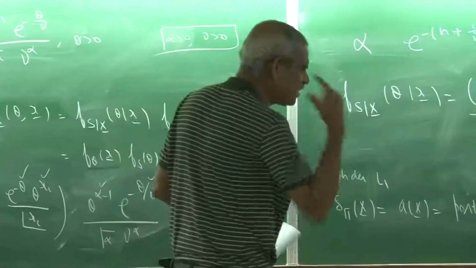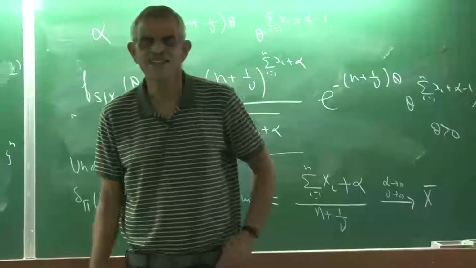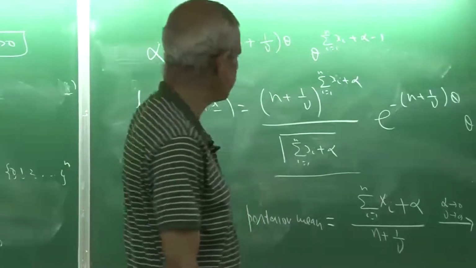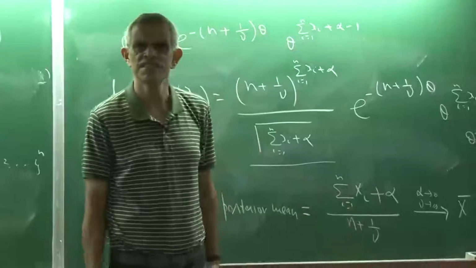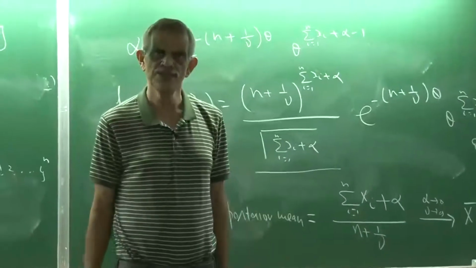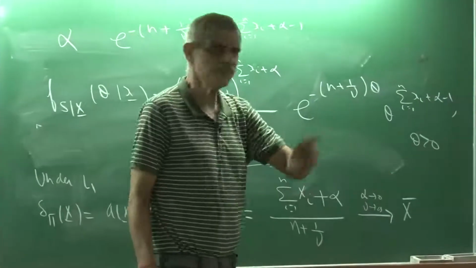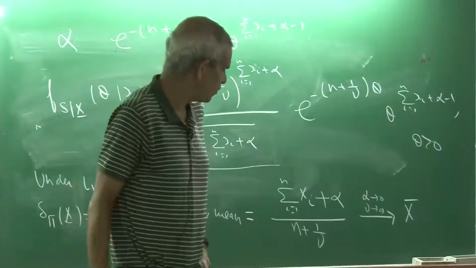So let us try to think statistically. What does this say? That this should convey something. It says if alpha goes to 0 and nu goes to infinity, then my Bayes estimator is the same as the classical estimator, which is the classical UMVUE. So let us try to interpret what alpha going to 0 and nu going to infinity means.